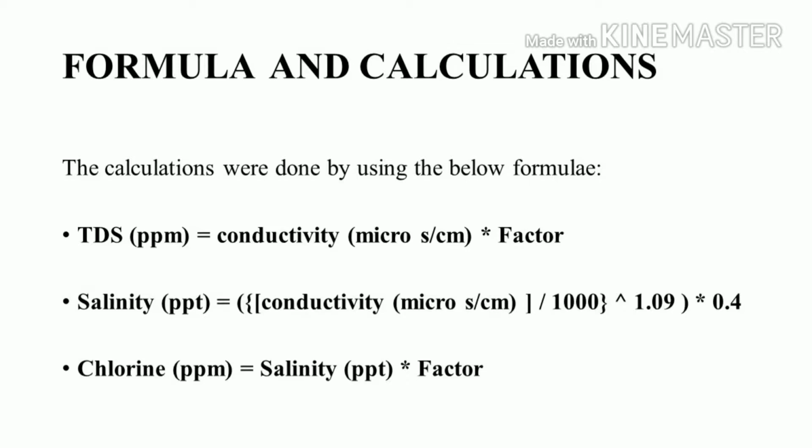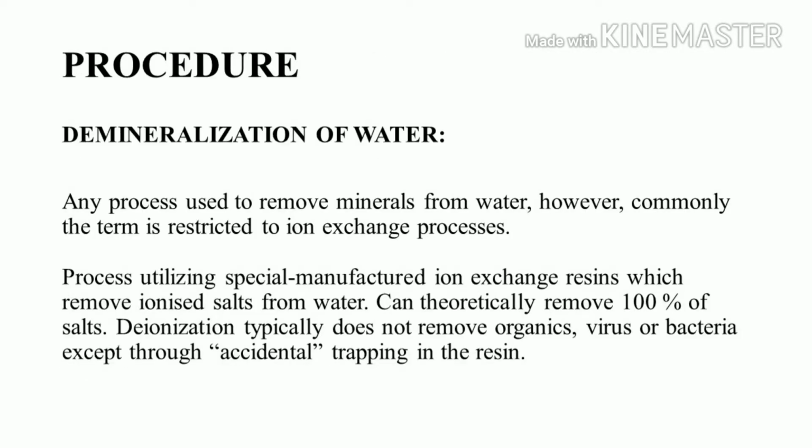Formula and calculations. The calculations were done by using the below formulae. That is, the TDS is found out by conductivity into factor, and the salinity is found out by (conductivity / 1000) ^ 1.0878 × 0.4, and chlorine content is found out by salinity into factor.